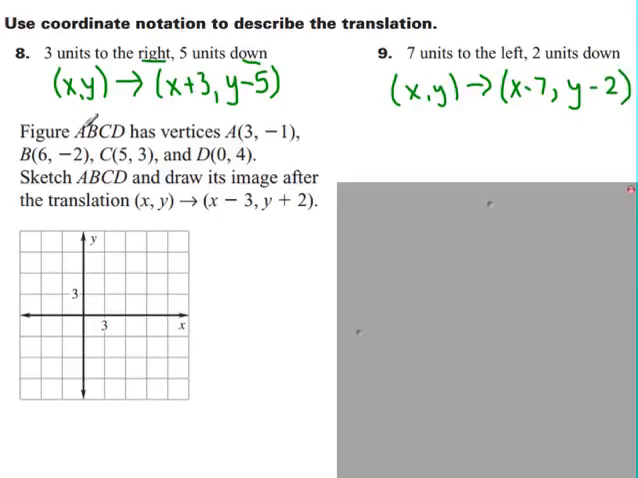There we go. The figure ABCD has vertices A, B, C, and D. Sketch this and draw its image after the translation. This means we're going to go left 3. This means we're going to move up 2. Let's see how this turns out. What's tricky about this, note if it gives you a graph that you need to work with, these are by 3s.